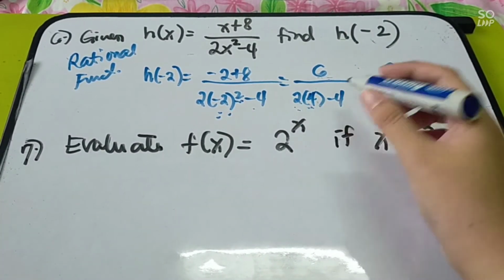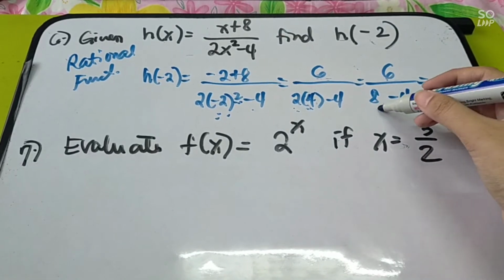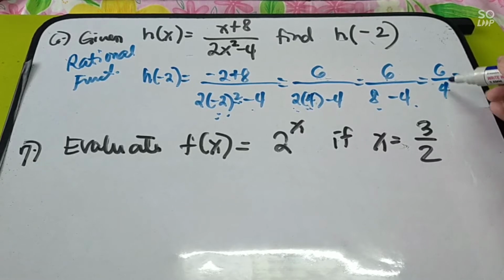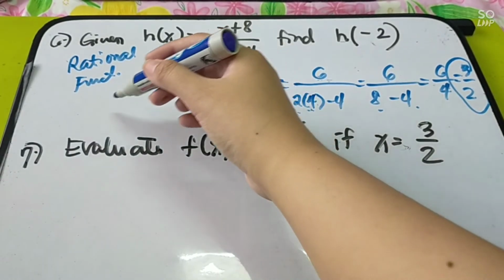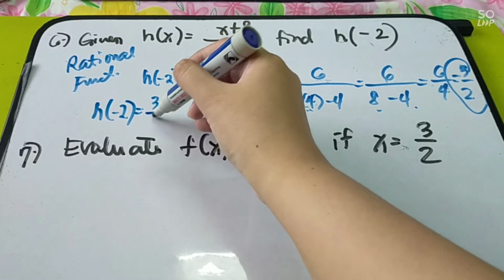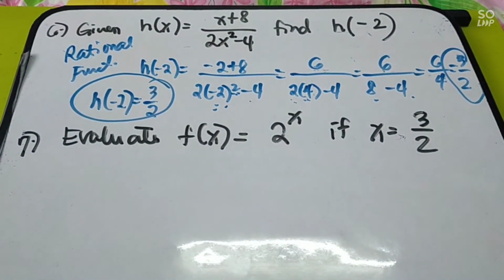Kaya magiging siya 2 times 4, we have here 8 minus 4. Okay? Then 8 minus 4, so 6 over 4. So, it is equal to, they are divisible by 2, it becomes 3 over 2. So, h of negative 2 is equal to 3 over 2. We're done. Next tayo, let us have number 7.